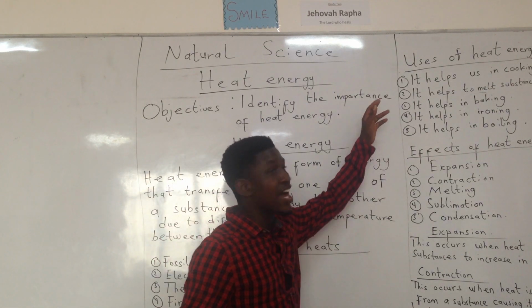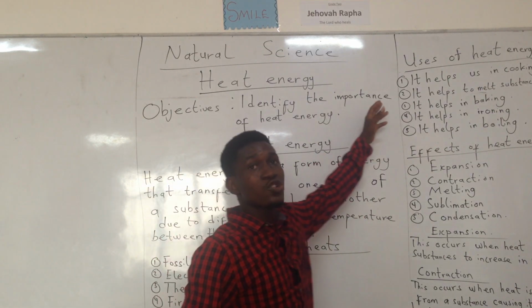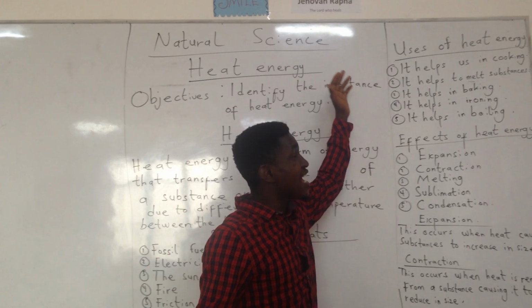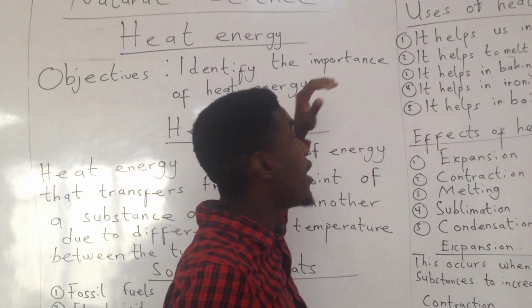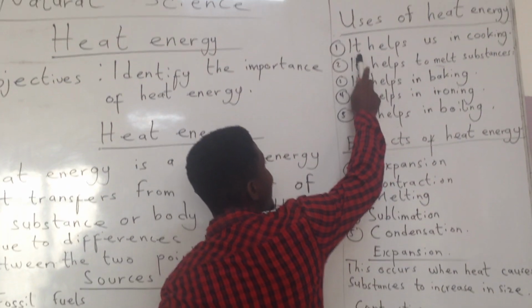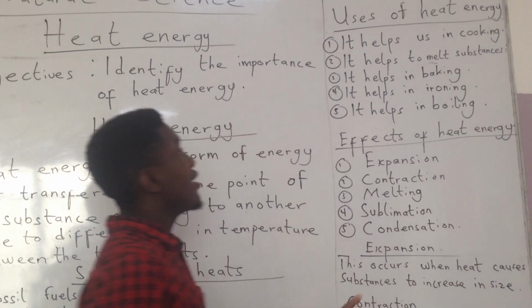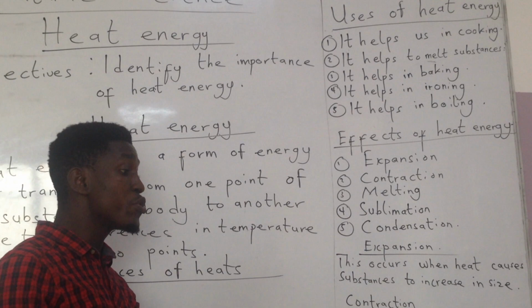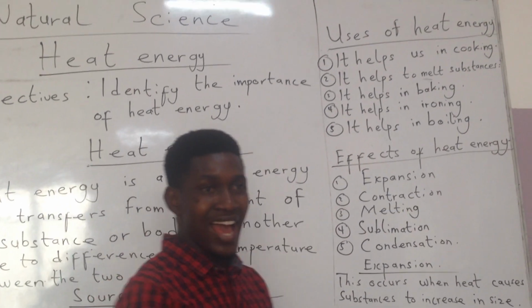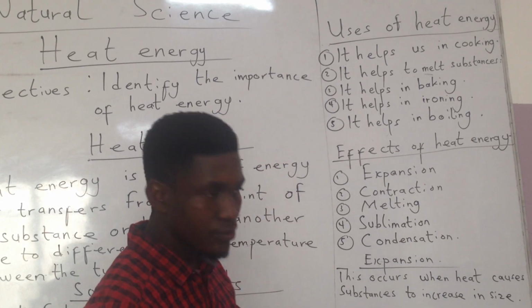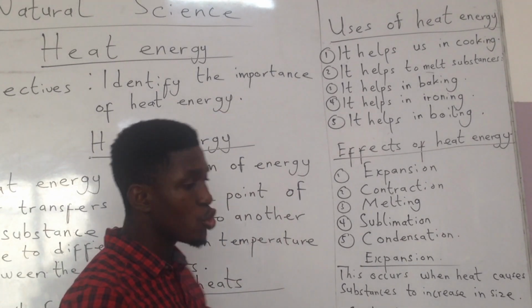Let's go to some various uses of heat energy. Some various uses of heat energy, okay? One, it helps us in cooking. Heat energy helps us in cooking. You can cook with firewood by lighting fire, okay? So firewood can also be used to cook.